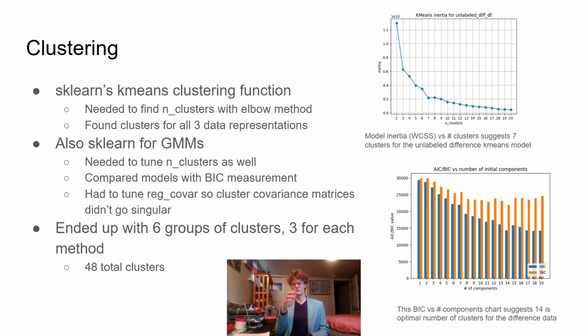Another thing I had to do was run multiple initial guesses so that it would be less prone to finding local minima and more prone to finding a global minimum. Once I had those two things, I had a reasonable looking BIC versus number of components, BIC being the measurement of how accurate a Gaussian mixture model is, with penalties for having too many components, so for overfitting. For this particular example, the difference time bike versus time drive data, the correct number of components was 14 clusters. So I ended up with 6 groups of clusters, 3 for each method.